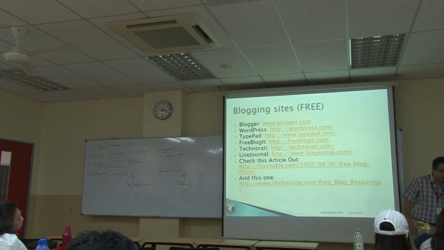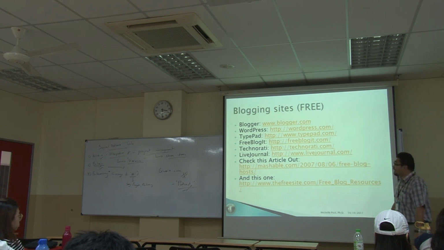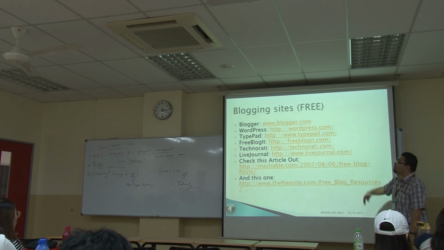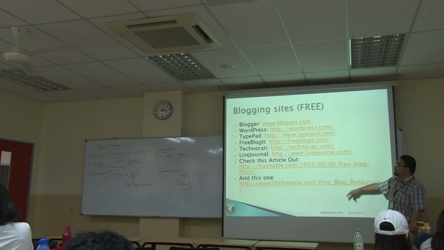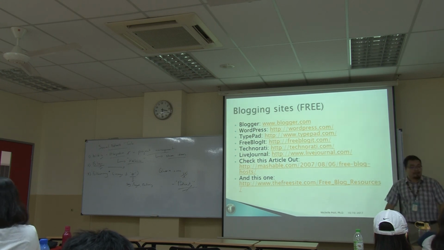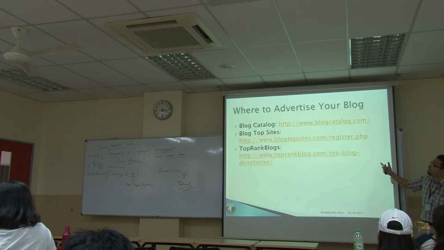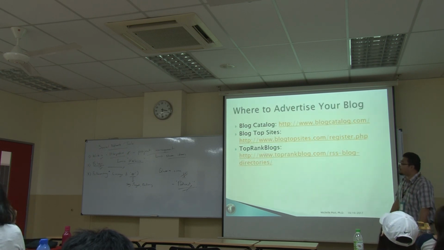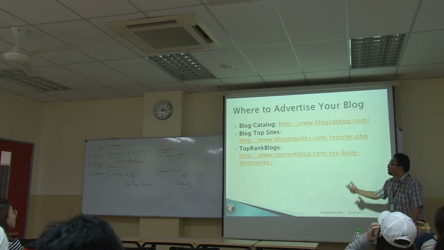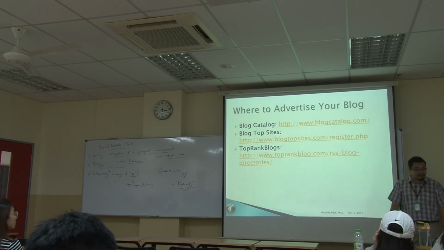These are examples of blogging sites that you can use. A lot of them are free. For example, Blogger, WordPress, Technorati, LiveJournal. These are all available for you to check out, and I'm sure most of you are familiar with them anyway. These are places where you can blog and advertise your blog: Top Ranked Blogs, Blog Catalog, and Blog Top Sites.